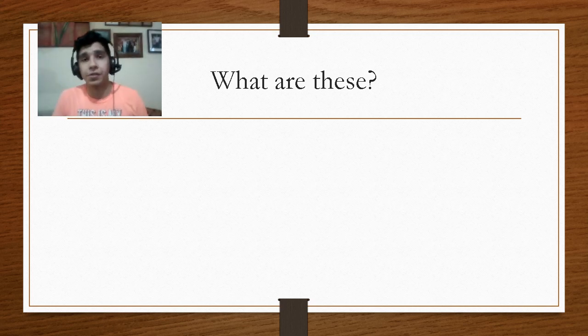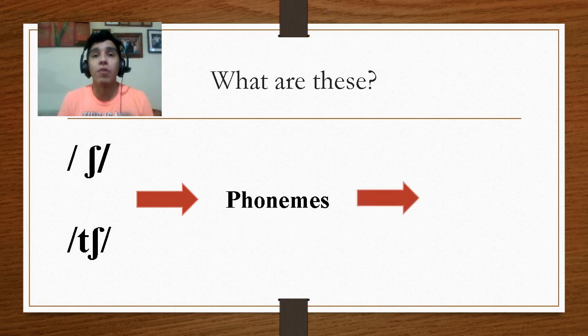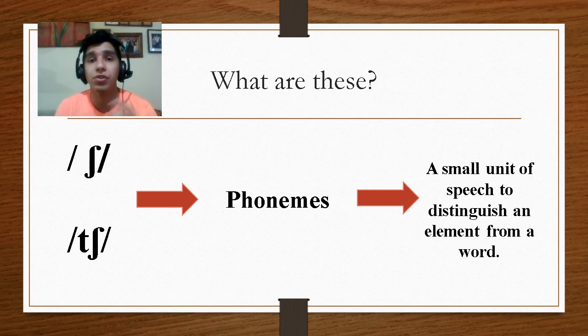The most common question that you always ask me is this one. What are these sounds? The sound sh and the sound ch. Well, let me tell you that these sounds are phonemes. Repeat after me. Phonemes. And you may be asking, what are phonemes? Phonemes are a small unit of speech to distinguish an element from a word.